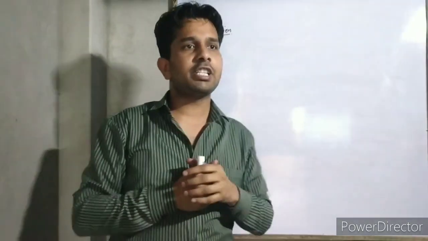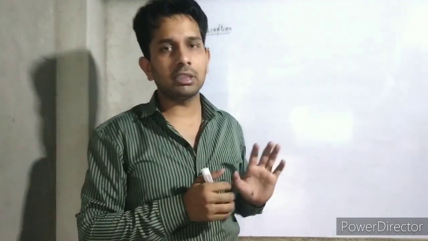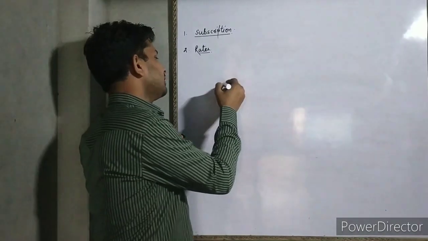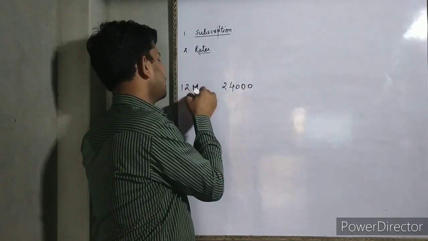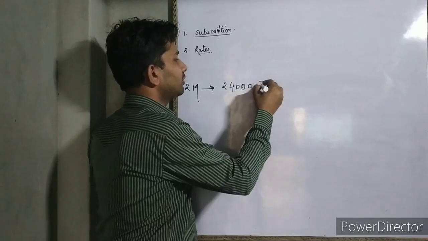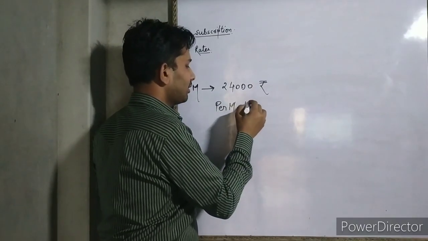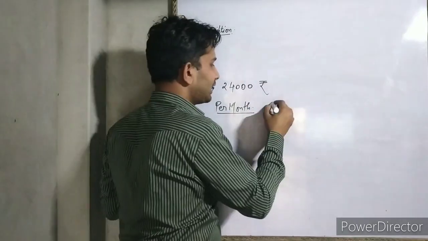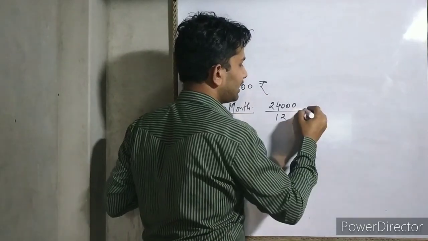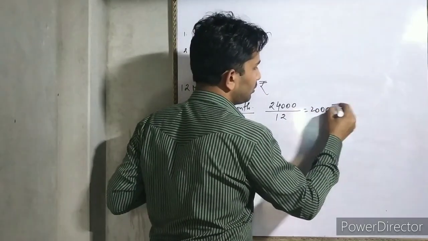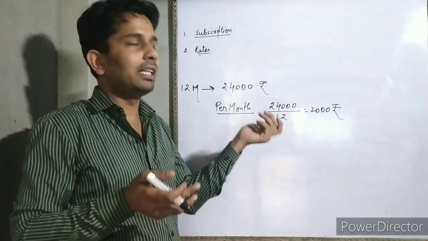But right after that, the question says that the charge paid every year is 24,000. So the question is saying that for 12 months we have to pay 24,000 rupees. It means that per month we can calculate 24,000 divided by 12, which becomes 2,000. So per month it is 2,000. Let it be.